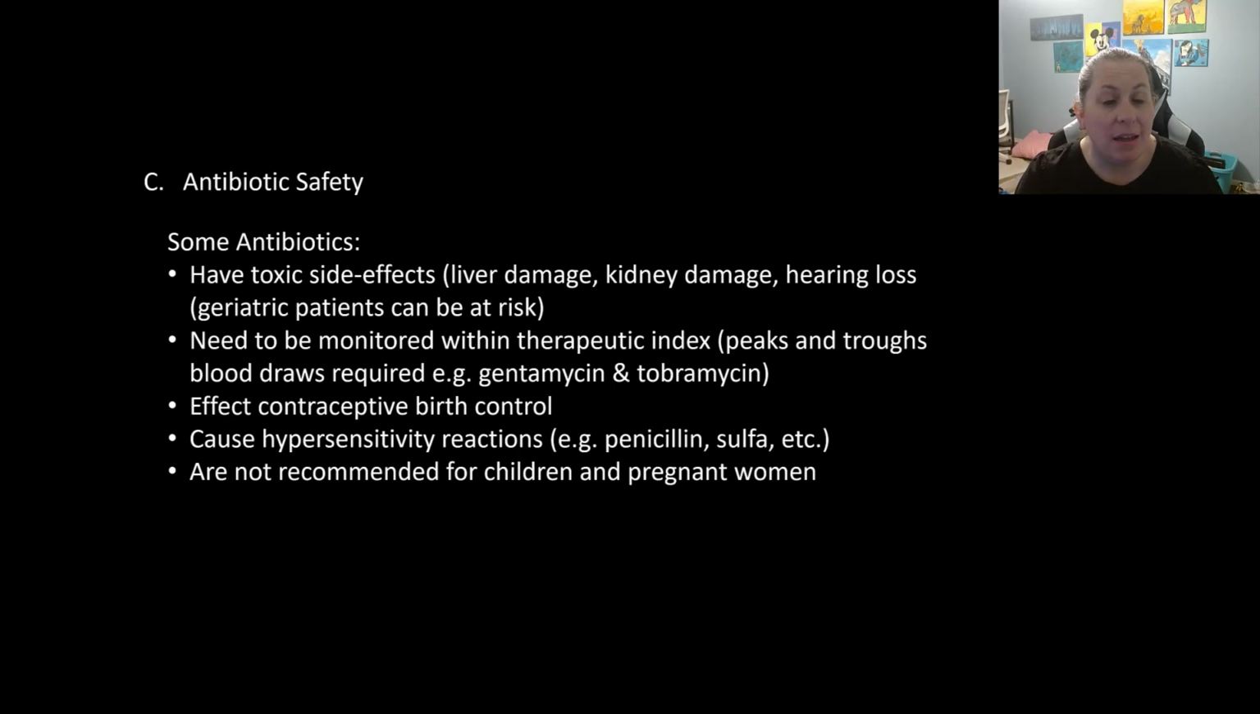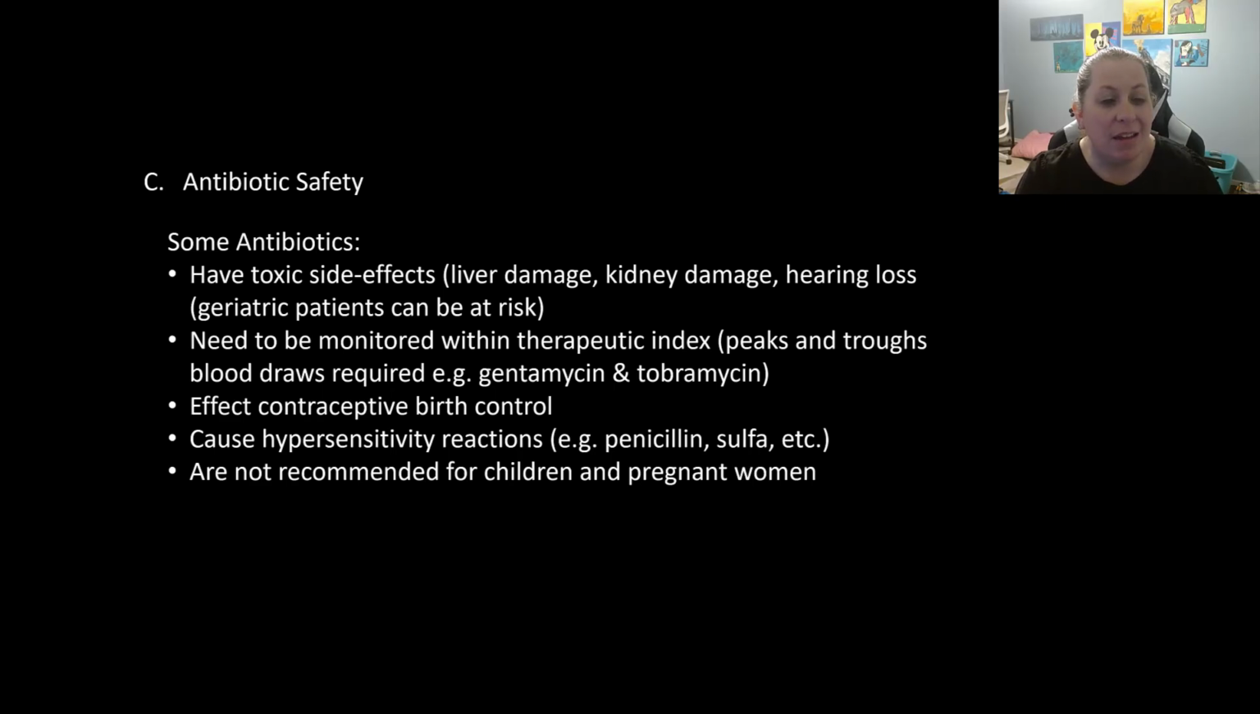We also see that antibiotics can affect birth control, specifically the pill, contraceptive birth control. A lot of individuals will find out that they get pregnant. They're like, but I'm on the pill. A lot of times they got pregnant while they were on antibiotics. The antibiotics sometimes will counteract your actual birth control.